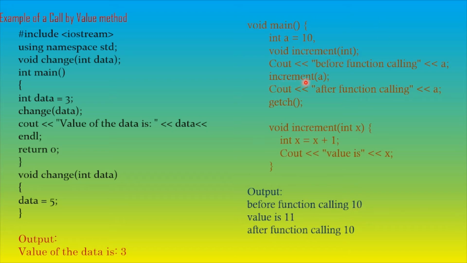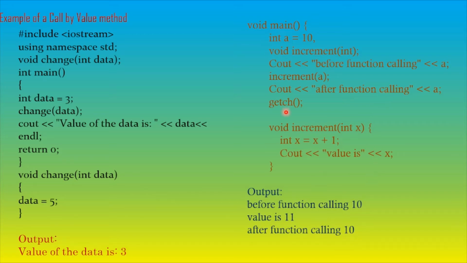And then we are calling the method increment, and the cursor moves from here to here. When we move to the function, we pass the value of a, 10, here. That value of a is assigned to x, and here we change the x value to x plus 1. When we display this, the value becomes 10 plus 1, 11, and the function closes. After that, when we display cout after function calling, the value of a again displays 10.